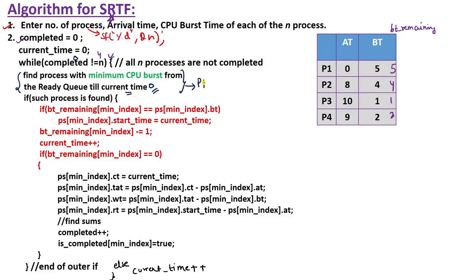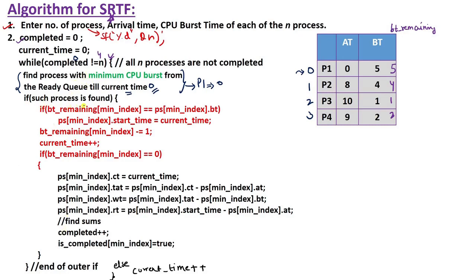Actually this code will be giving us the indexes 0, 1, 2, 3. It will be giving us this 0 index of this array of structures. So it will be giving us the index that is 0. Now we will come inside this if, and we will be checking if we have found any process, then we will proceed forward.